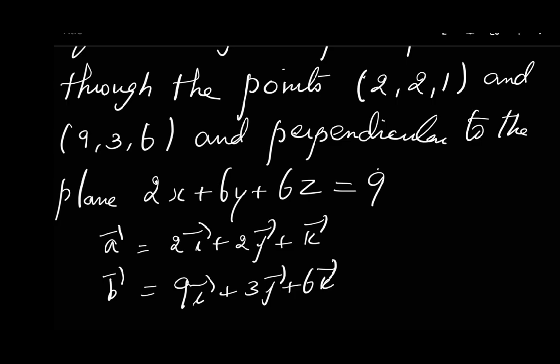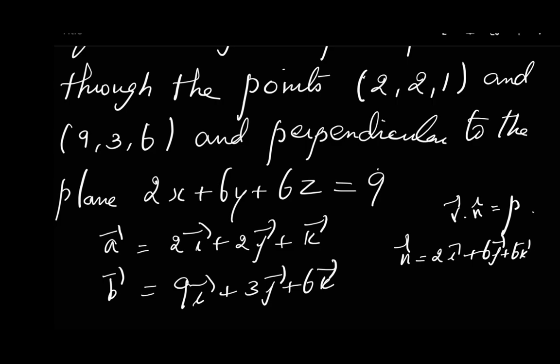And see here it's given our plane is perpendicular to the plane. Actually the plane form is vector r dot n cap is equal to p. Previous exercise we have seen. So vector r is xi plus yj plus zk, and normal vector is here the coefficients. Normal vector is 2i plus 6j plus 6k.